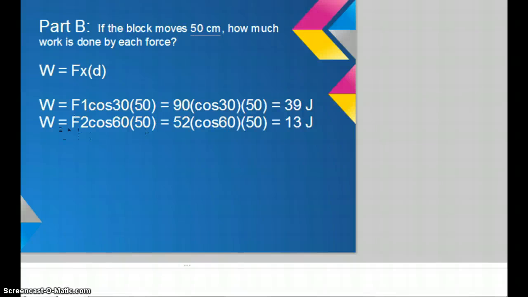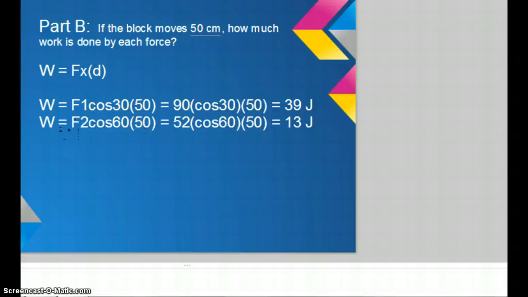The next part of the question asks, if the block moves 50 centimeters, how much work is done by each force? So work equals force in the x direction times the distance traveled. We need to remember there's still two forces involved, so we need to break up the components of each of the work forces. So the first work force is done by F1, and we are able to write out the forces because we have all the information already, because we've solved for it in part A, and we've also been given information that will help us solve for work.